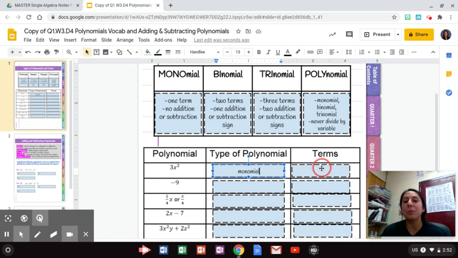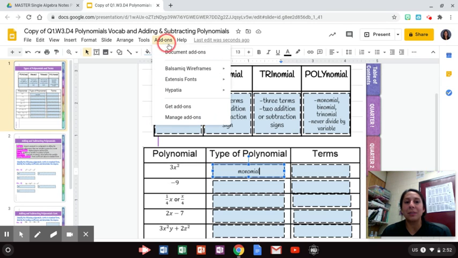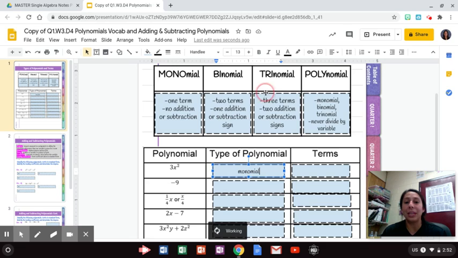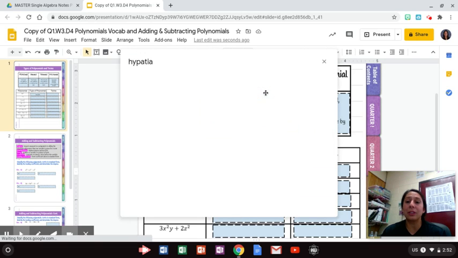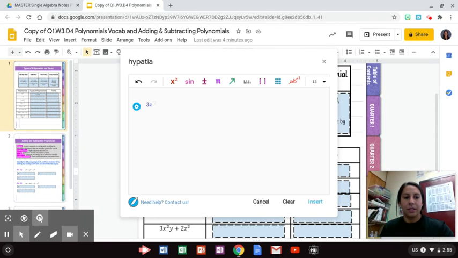For terms, we're just going to list out what we have in our polynomial. So I'm going to go back to my add-ons, and we're going to be using Hypatia today to insert our text. So you'll notice that we have 3x squared. 3x squared is what I actually call my term. Okay, so here we're going to insert 3x squared.